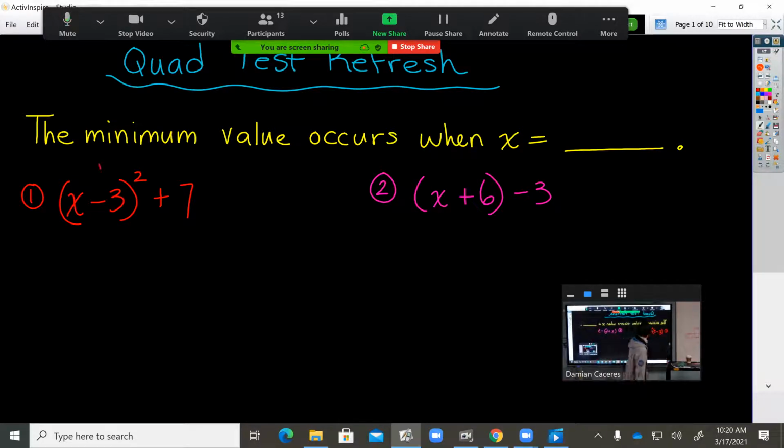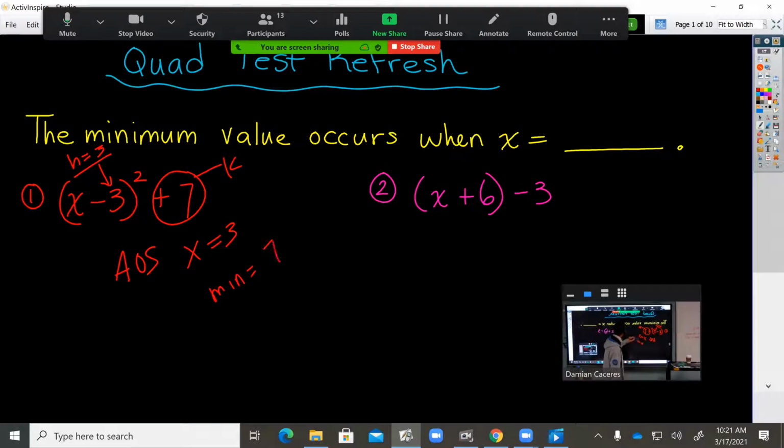So I'll remind you, right here, if you change the sign of this number, that would be h. So if you see -3 in there, that means h was 3. H is your axis of symmetry. And 7 is k. That will be your minimum value. So minimum is 7.